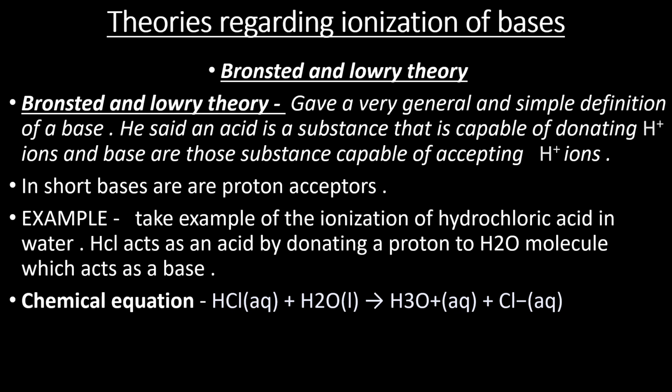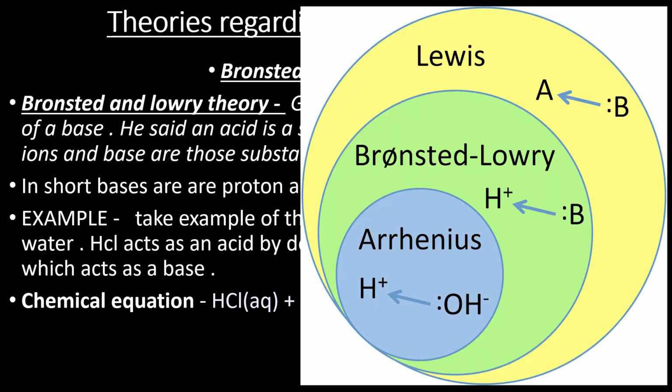Now, there are some theories. Theories means some details that are given by some scientists regarding bases. One is the Bronsted and Lowry theory. Bronsted and Lowry theory tells us a simple definition of base. He said an acid is a substance that is capable of donating H plus ions, and bases are those substances capable of accepting hydrogen ions.